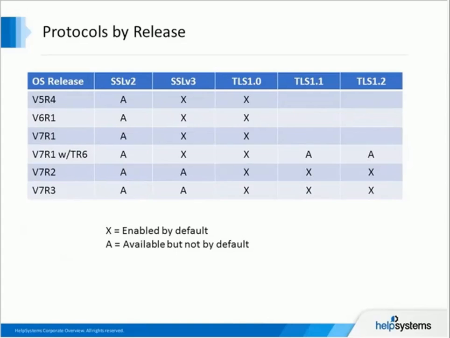If we look by release, again, remember I was saying that PCI requires that you use only TLS 1.1 and 1.2 by next summer. So you have to be on 7.2 with technology refresh 6 or later to even be able to have TLS 1.1 and 1.2. Now, they're there by default in 7.1 and 7.3, so it becomes easier at those 2 releases to have stronger encryption.